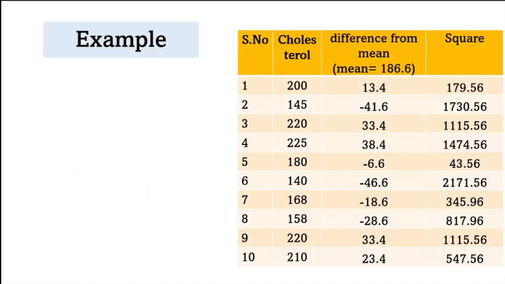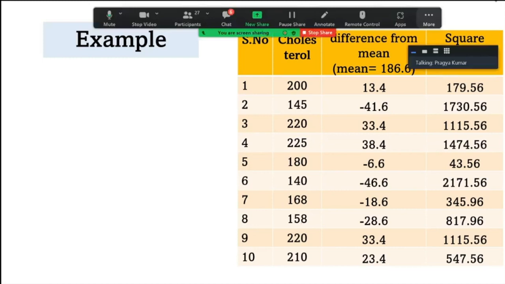In this example, you can see the data of 10 patients showing cholesterol values. This is just for example. First we have calculated the mean. In the previous example, if you can recall, we calculated the mean of the data, and in this case the mean was 186.6. Now from this mean, we have deducted the individual values, like 200 minus this value, 145 minus this. So this is the difference of each individual value from the mean.